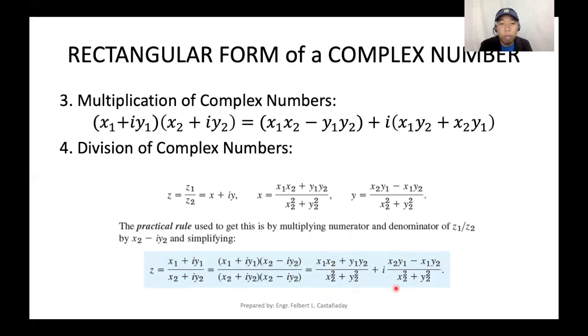If you forgot this formula, you can just multiply the numerator and denominator by the conjugate of the denominator, the given complex number.